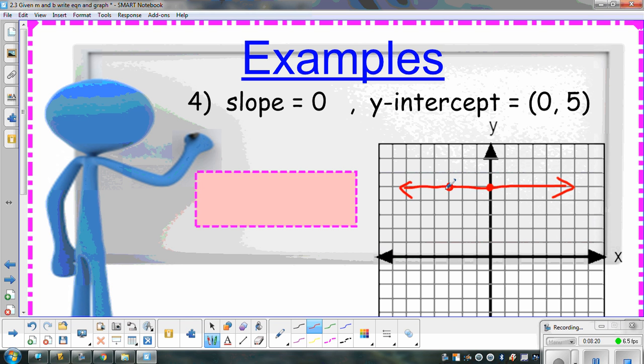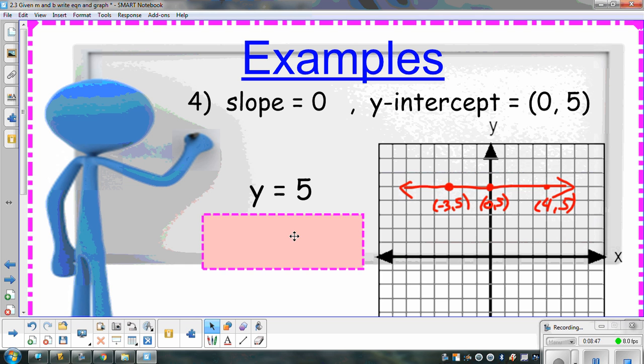If I were to pick just a few points and see what they have in common, this is the point negative 3, 5. This is the point 0, 5. And let's pick one more. This is the point 4, 5. What do all these points have in common? Their y values are the same. All the y values are 5. So when we have a 0 slope, that's a horizontal line, and its equation is y equals a number. Y equals 5 because the line we graph goes through the y-axis at 5. So the equation is simply y equals 5.